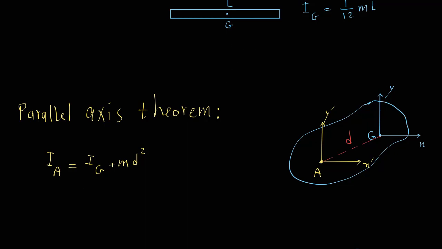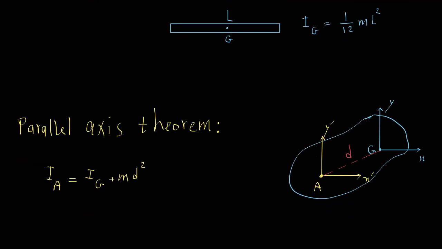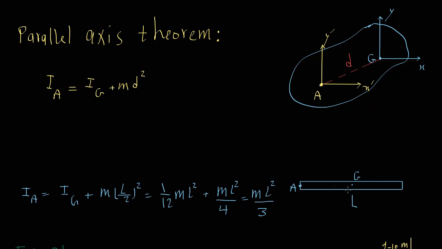For example, for this bar that we had, we might need to calculate the moment of inertia around one end of this bar, not at the center. And we can just use the parallel axis theorem here. If we have this bar, we know the moment of inertia around the center of mass. If you want to calculate the moment of inertia at A, we write I_A is equal to I_G plus M D squared. D is just the distance between A and G, which here is half the length of the bar, so that would be L over 2. So I_G plus M (L over 2) squared. I_G was 1 over 12 M L squared, plus M L squared over 4. The result is M L squared over 3.